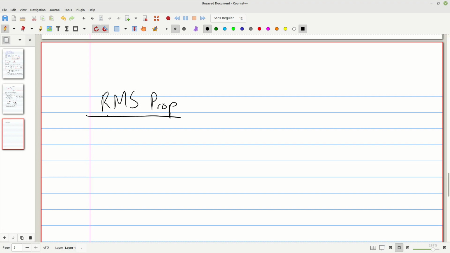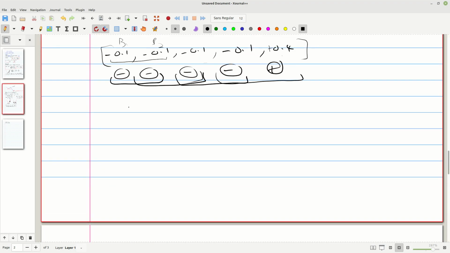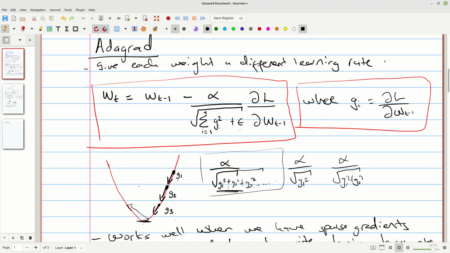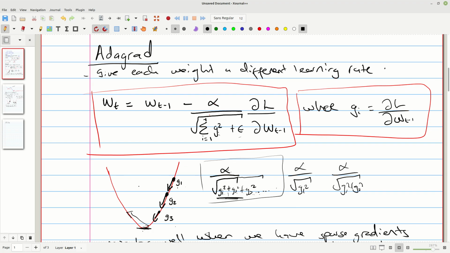Where the RMS just stands for root mean squared, right? So here, again, we're going back to the same idea about Adagrad, because we're onto something here. The idea about Adagrad, again, what we had said was that we wanted to give each weight a different learning rate, right? And we will normalize the step size or the learning rate by the accumulated gradient since the beginning.